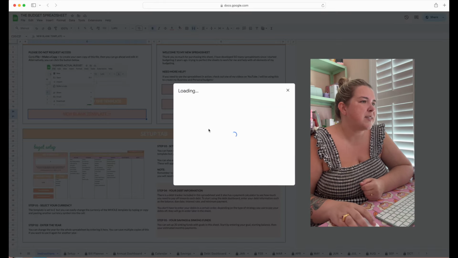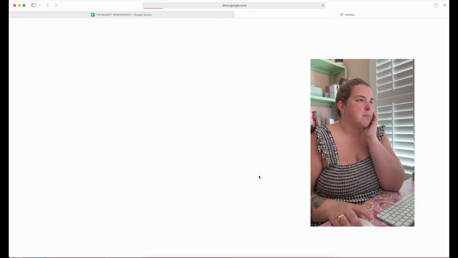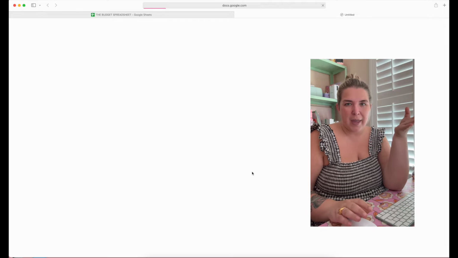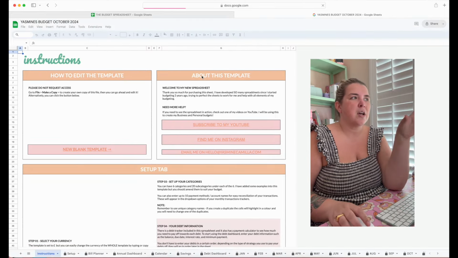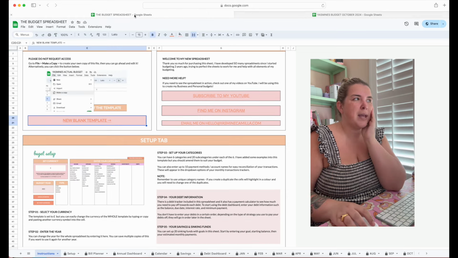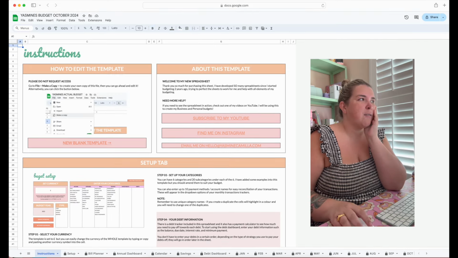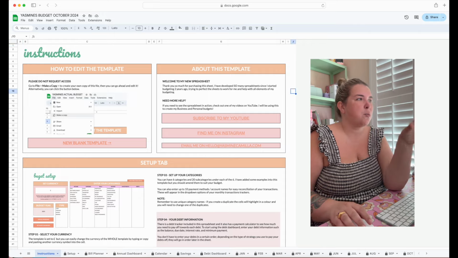I want to put this in a different folder, so I'm going to save it in my drive for now. You would do exactly the same, because the copy that you get when you purchase it is not editable. So you just need to make a copy, because obviously everyone's budget will be different. So I'm going to close that one down for now, and I've got my clean one now to work on.